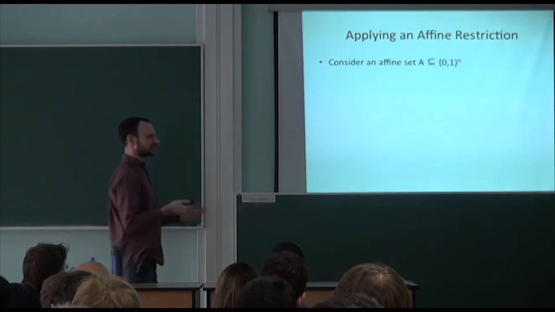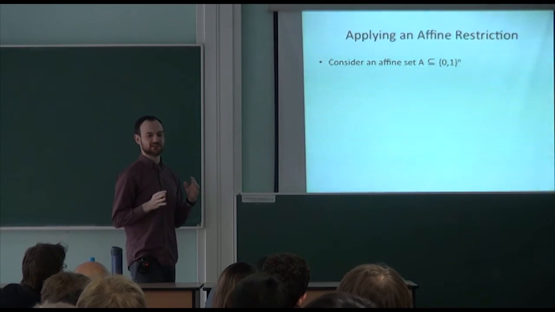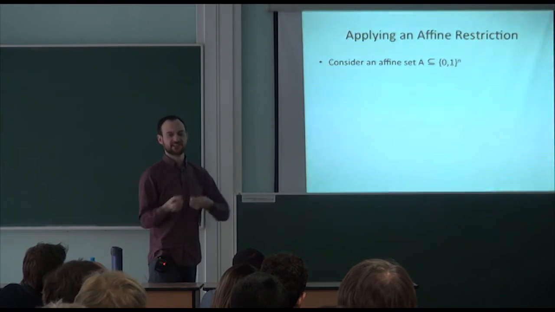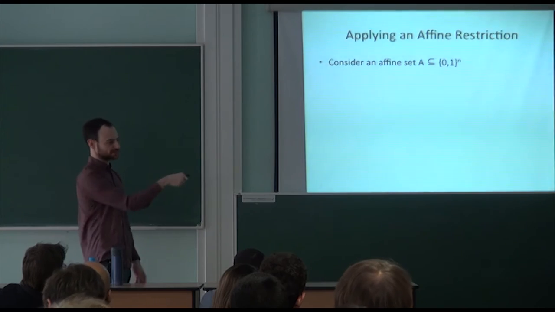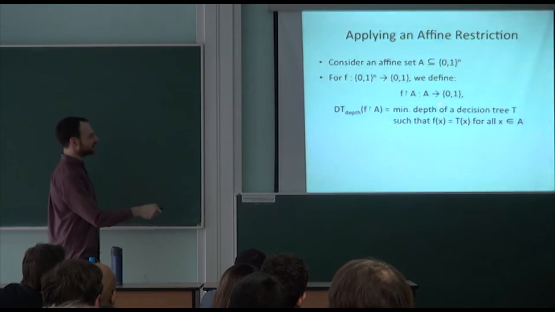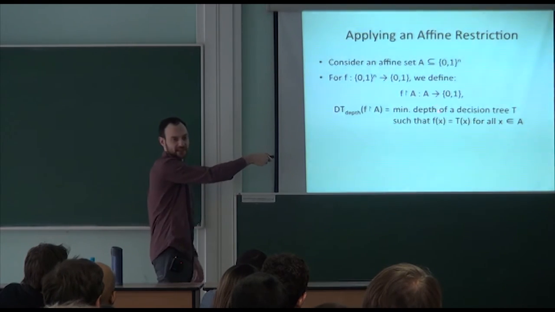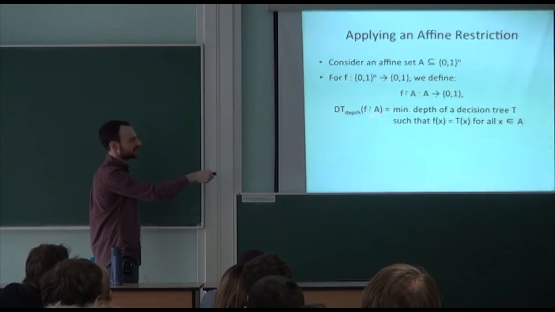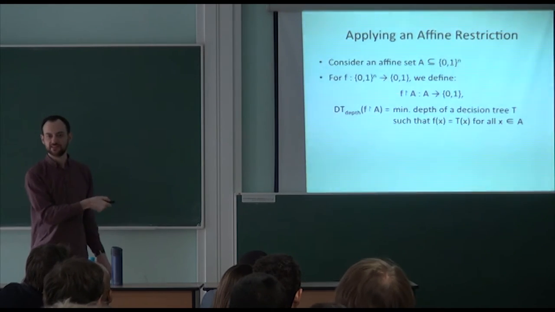First, let's consider more carefully what it means to apply an affine restriction to a Boolean function or to a decision tree. Remember, we were viewing restrictions as a kind of syntactic operation on decision trees, so I want to be careful and define this with respect to an affine set. For an n-variable Boolean function, f restricted to A means what it usually means in mathematics: you just restrict the domain of f to A. And the decision tree depth of a function f on an affine set is the minimum depth of a decision tree which computes f correctly on all points of A.